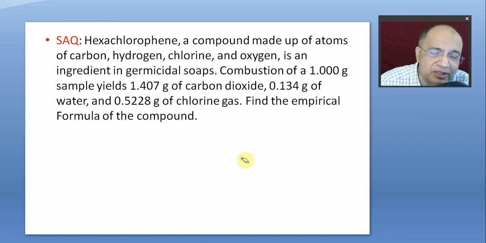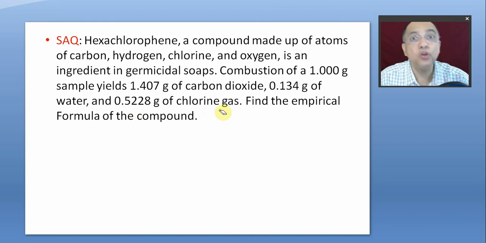So combustion analysis found that 1 gram of the sample, not soap, a sample of hexachlorophene gave on combustion 1.407 grams of carbon dioxide, 0.134 gram of water, and this many grams of chlorine. Chlorine is pure chlorine, no compound, chlorine gas. So 1 gram contains these many grams of chlorine. So the percentage of chlorine is 0.5228 by 1 into 100, so it is nothing but 52.28% chlorine.